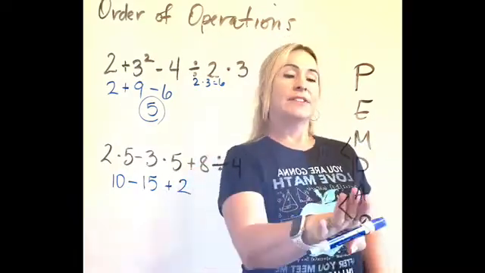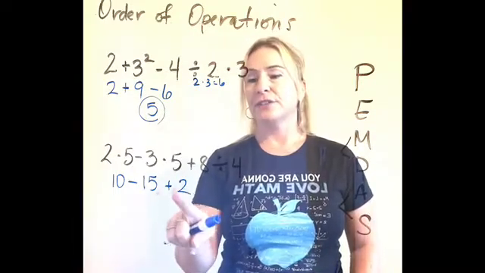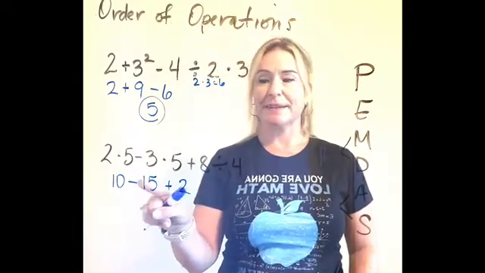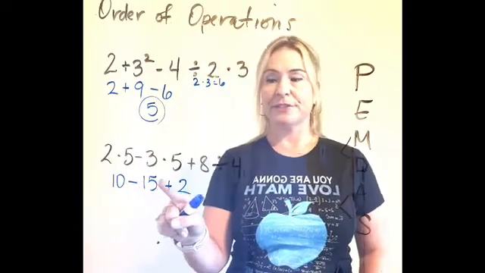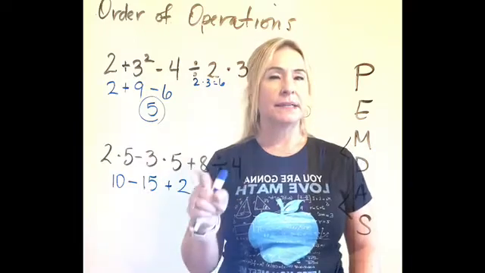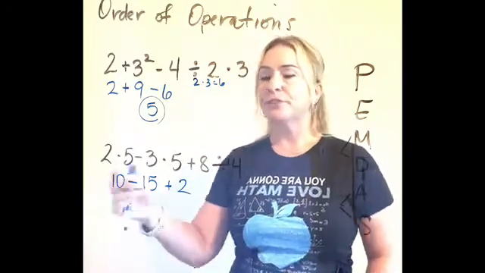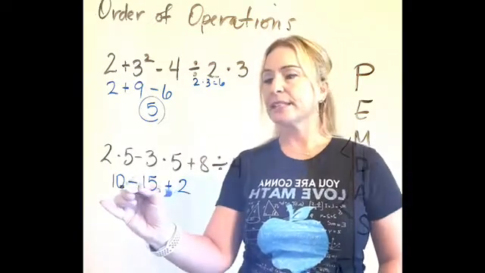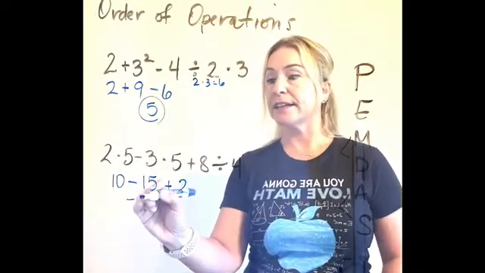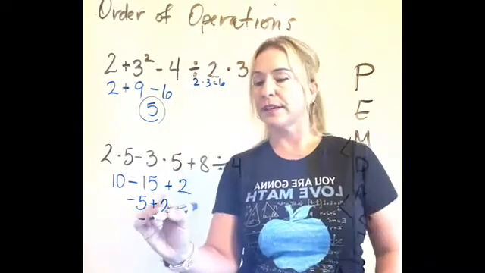Once again, I have addition and subtraction left over. I don't want to come over here and add 15 and 2. And here's why. See that minus sign? That minus in front of the 15 indicates that it's negative. So it's really easy to miss that. So instead of worrying about if things are negative or positive, just go from left to right. 10 minus 15 is negative 5. And then negative 5 plus 2 is negative 3.